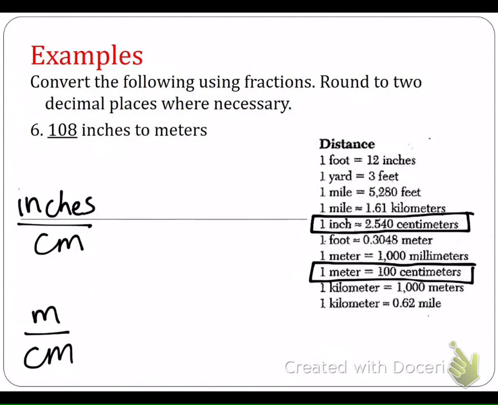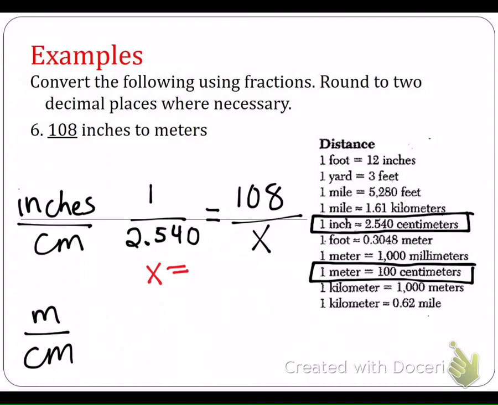So what do I know about inches and centimeters? 1 inch is 2.540 centimeters, okay? And how many inches do I have? 108. So that's going to give me how many centimeters? I got 108 from the directions. All right. So when I cross multiply, I have X equals 108 times 2.540.